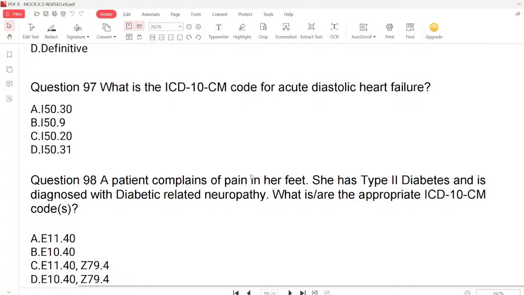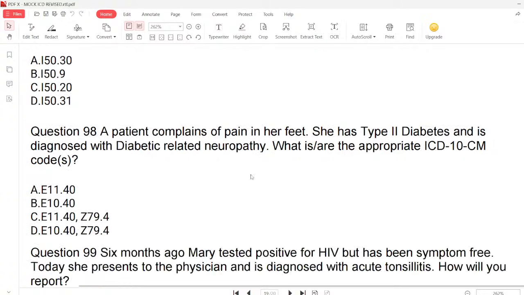What about 97? D is the correct answer. I50.31. I50.31 is the correct answer, guys.